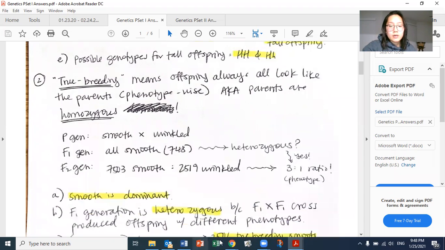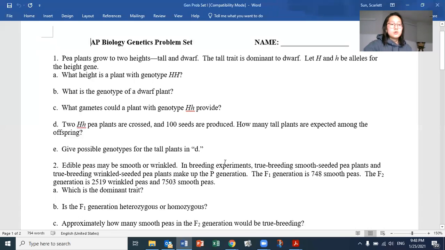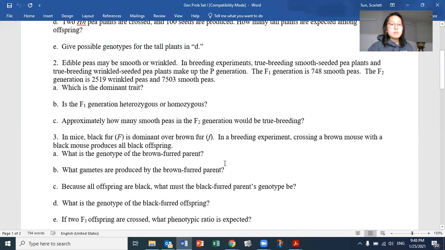Okay, now number 2 is going to be about edible peas. So edible peas may be smooth or wrinkled. In breeding experiments, true breeding smooth-seeded pea plants and true breeding wrinkled-seeded pea plants make up the P generation, the parental generation. The F1 or first filial generation is 748 smooth peas. The F2 generation is 2,519 wrinkled peas and 7,503 smooth peas. If you just look at the ratio, it's kind of like a 25% to 75% ratio, right?